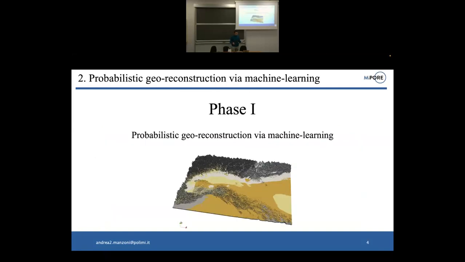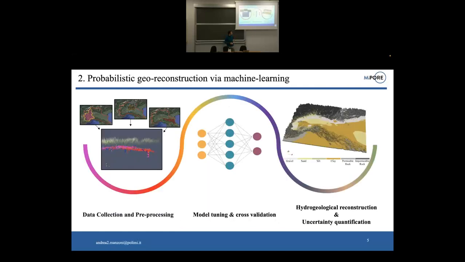Okay, let's start talking about phase one. The first phase is related to the geological reconstruction, so the reconstruction of the distribution of geomaterial within the large-scale domain. This phase one is divided in three main steps. The first step is the creation of a data set that is going to be employed within the neural network model that is going to be able to build a hydrogeological reconstruction and also to allow us to quantify the uncertainty related to this hydrogeological reconstruction.